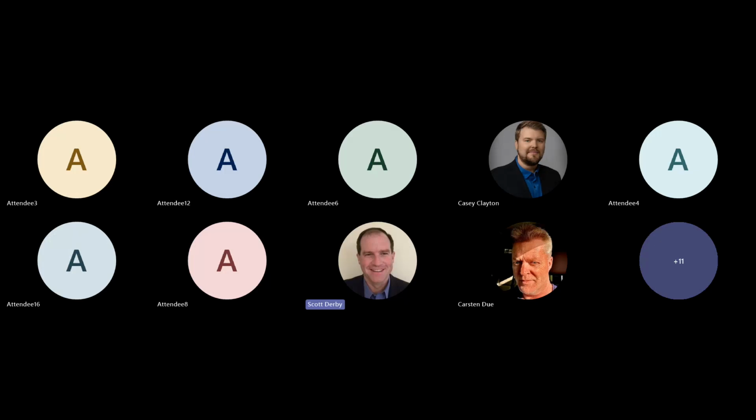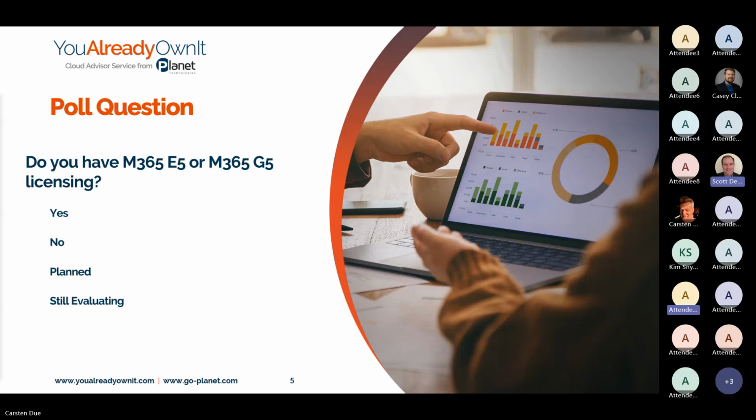Poll question there. So Casey, if you don't mind pulling up the poll there, thank you. One of the things that you'll be seeing and hearing from today is really how do you have this unified approach from security? And one of the big things that's going to come from that is, how are you licensed to be able to support that? So with that in mind, do you guys have M365 E5, or for those that are in the government cloud, M365 G5 today? Did I guess? No? Planning on it, or are you still evaluating it?